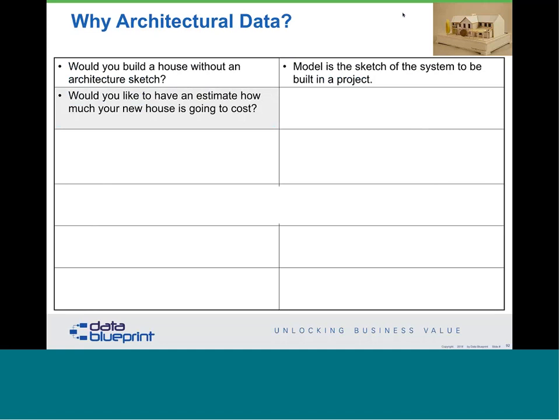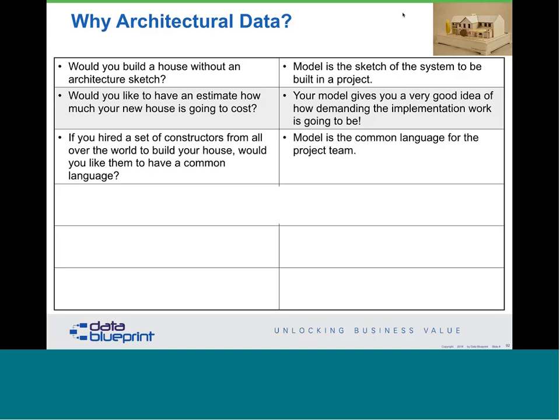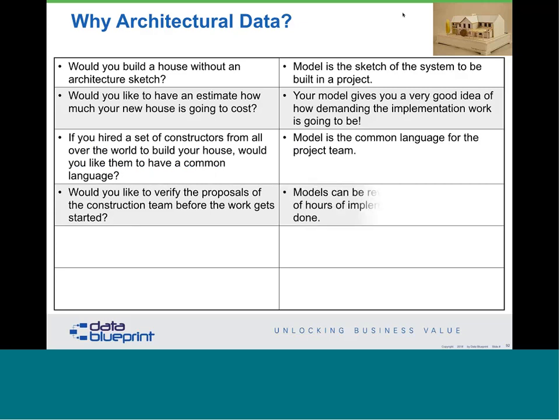Would you like to have an estimate of how much the new house was going to cost? Your model gives you a very good idea of how demanding the implementation work is going to be. If I said I want my house made out of chocolate frosting, well, yes, I'm sure somebody would build it for me. It wouldn't be very intelligent, but it would certainly be very expensive. If you hired a set of contractors from all over the world to build your house, would you like them to have a common language? The model provides that common language. The information architecture is the thing that provides that common vocabulary so that contractors from different places around the world who speak different languages, as well as the business and IT, can all get on the same page, literally. Would you like to verify the proposals before the construction starts?